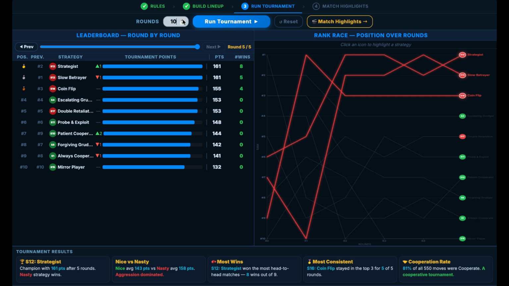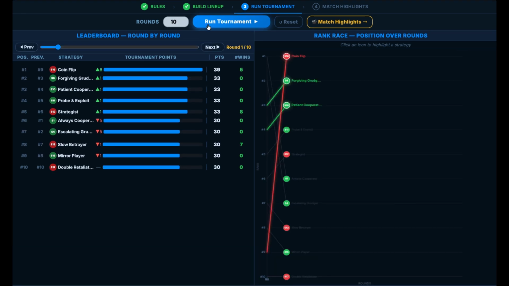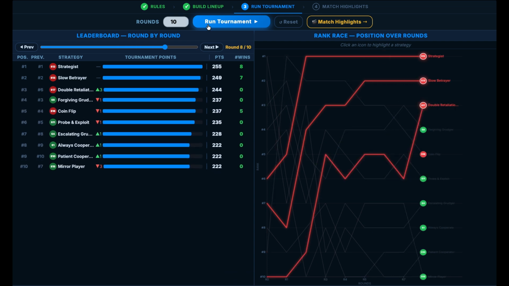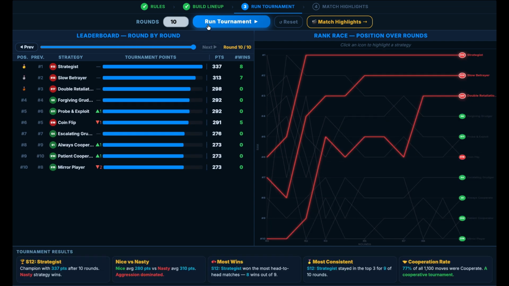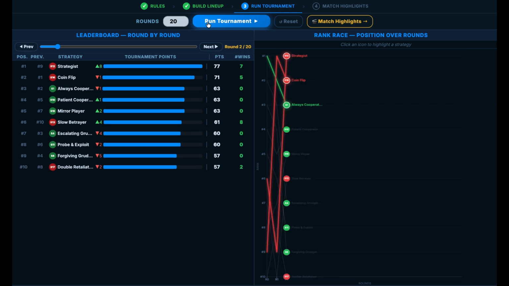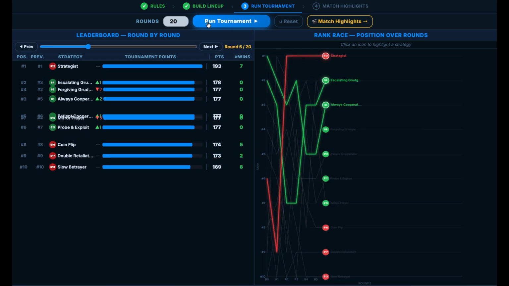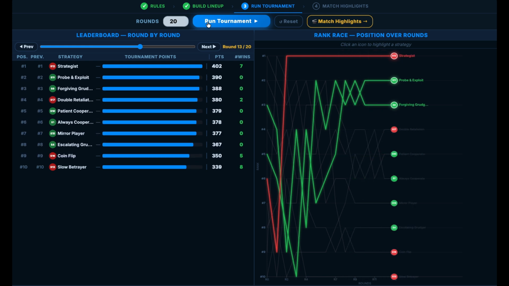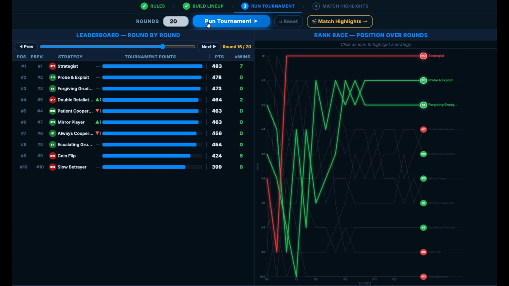Let's increase the tournament to 10 rounds. The rankings remain largely unchanged, with only a slight shuffle. One nasty strategy drops by a single position. Now let's extend the tournament to 20 rounds. This is where things start to get interesting. As the number of rounds increases, more and more nice strategies begin climbing the leaderboard. By the end of round 20, 2 of the top 3 positions are occupied by nice strategies.